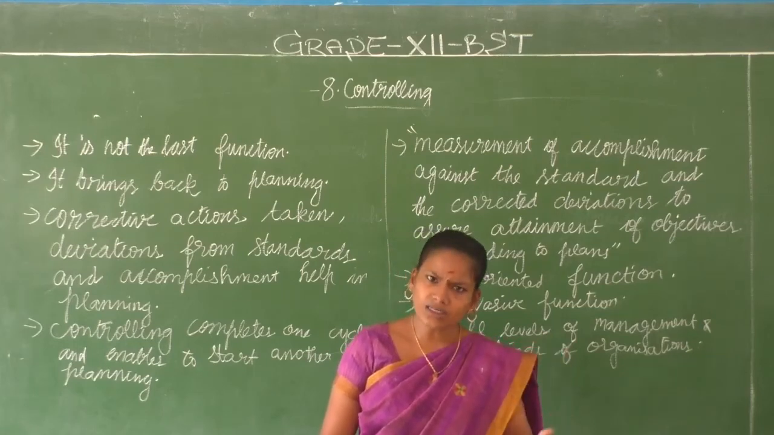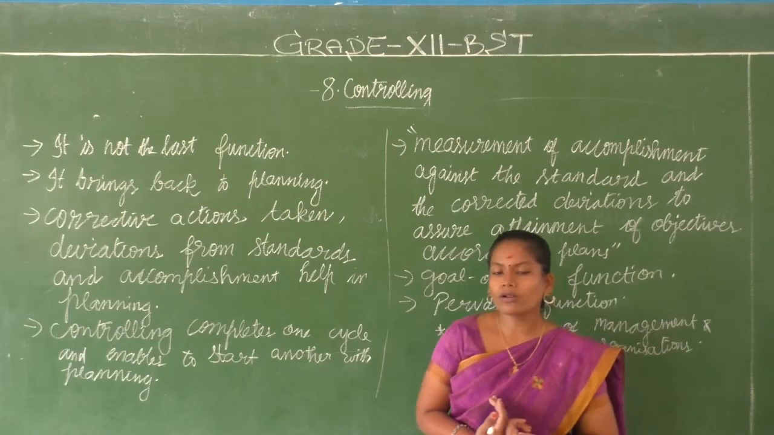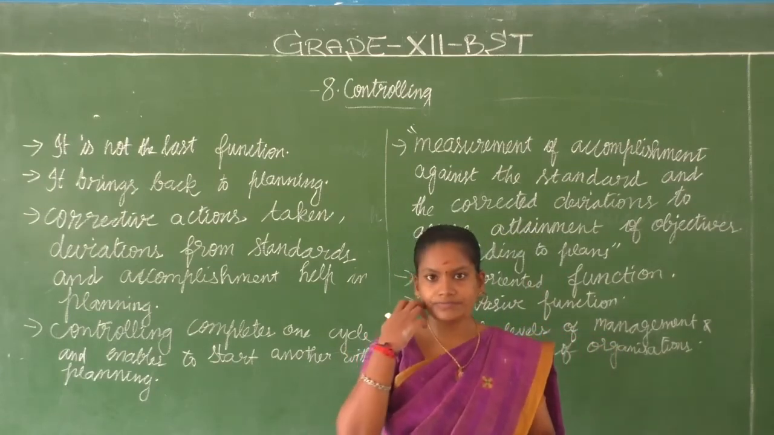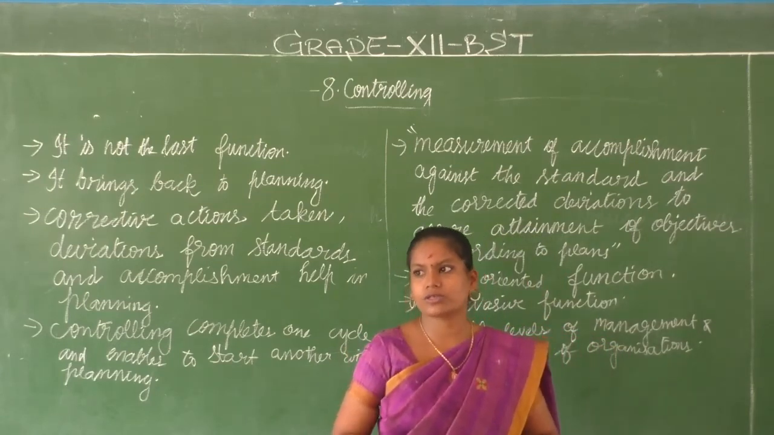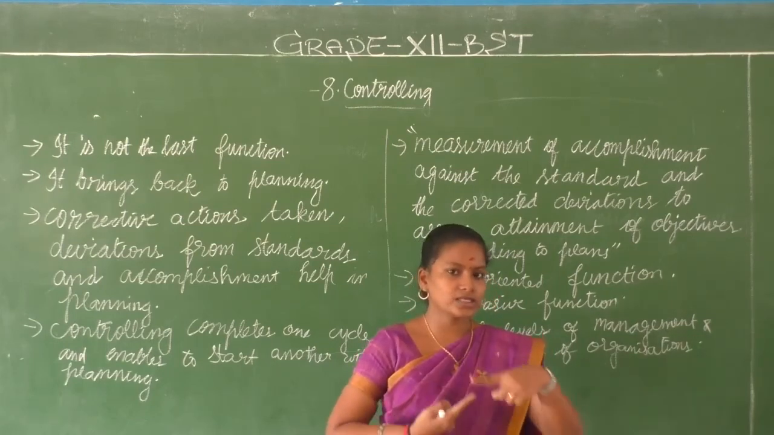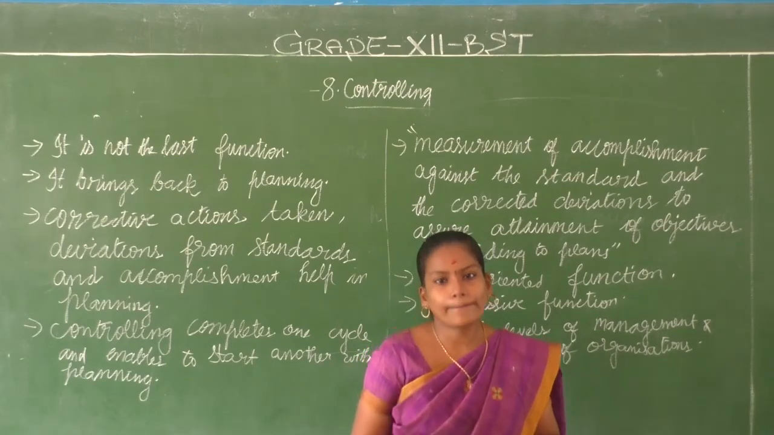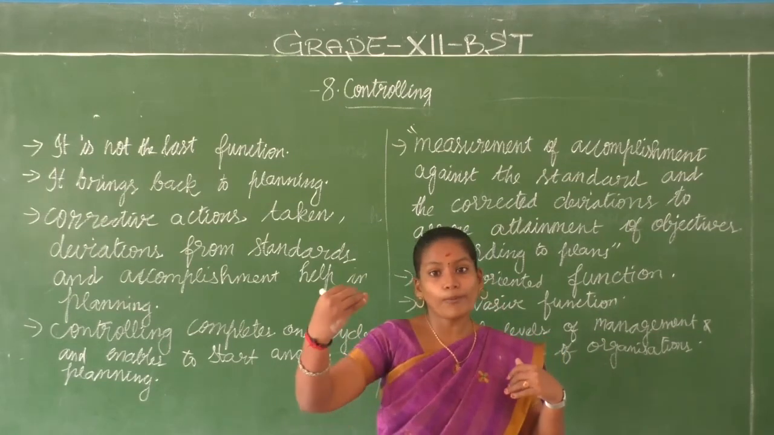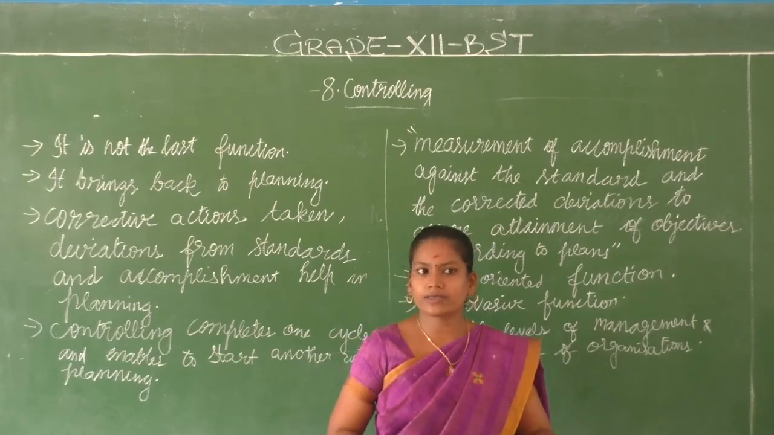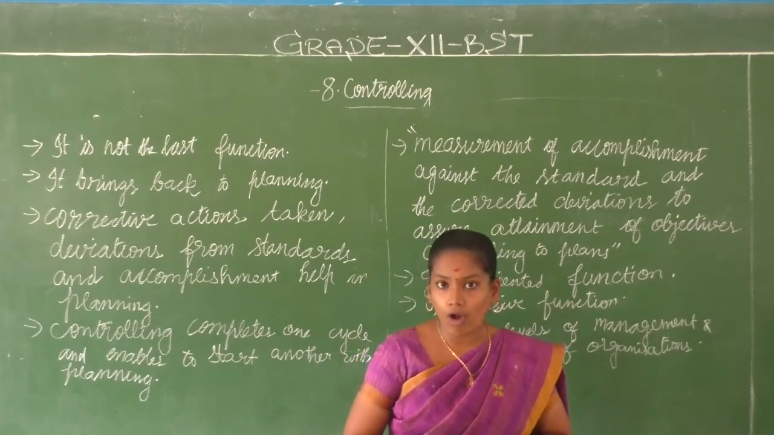Organizing is a continuous process. The organizational structure may change, or you start a new division. It's a continuous process. Staffing is a continuous process. Vacancies may come, or you need to retain them. You need to appraise them. You need to promote them, transfer them. So staffing is continuous. Directing, of course, is continuous.